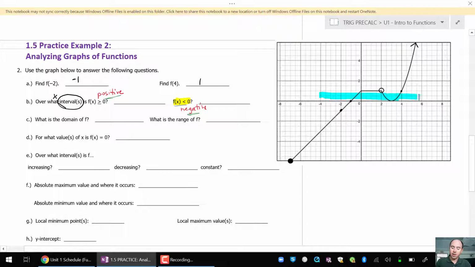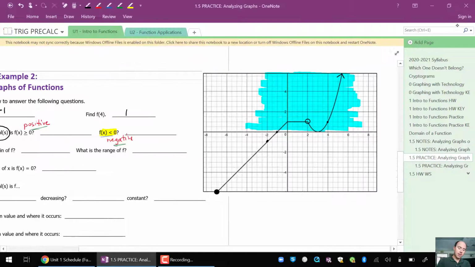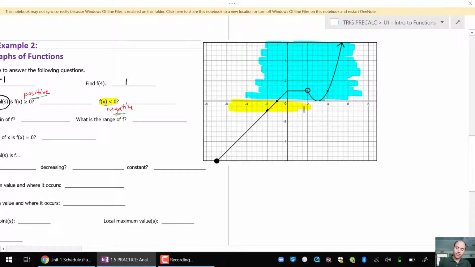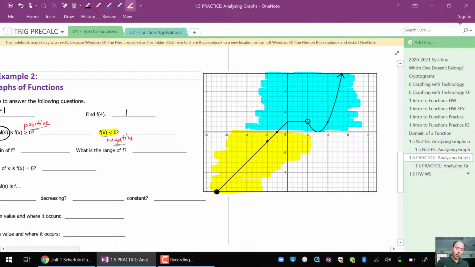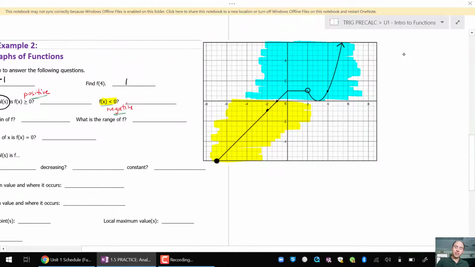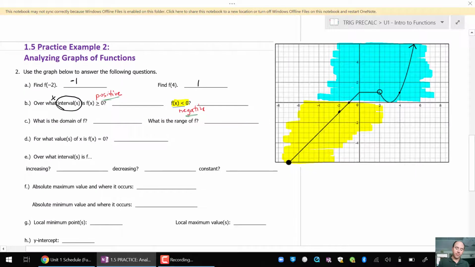If I shade or color this graph, where my function or where the graph is in blue would be above the x-axis. And then if I shade with a different color, I'll pick yellow, down here the function is below the x-axis and would therefore have function values that are negative. Remember though, to always go with respect to x when we're writing intervals.